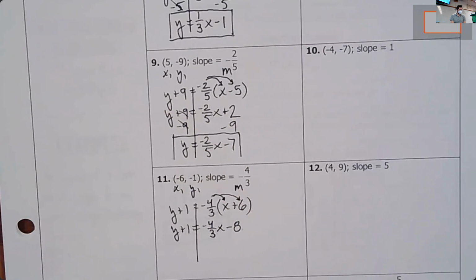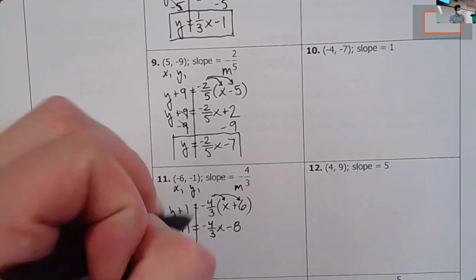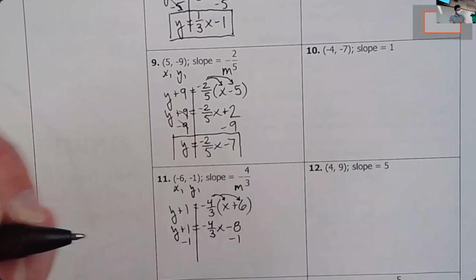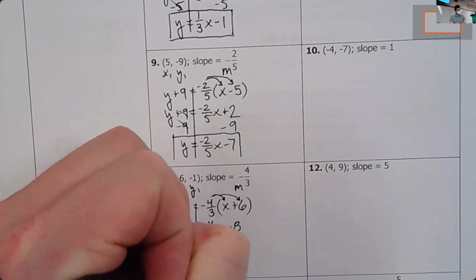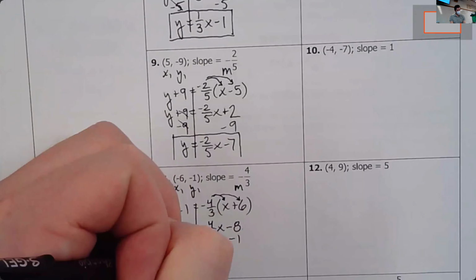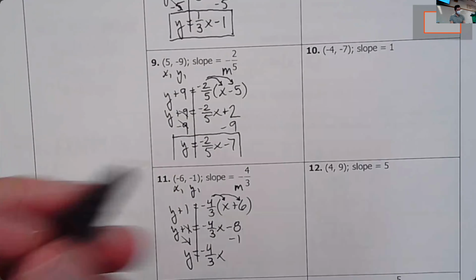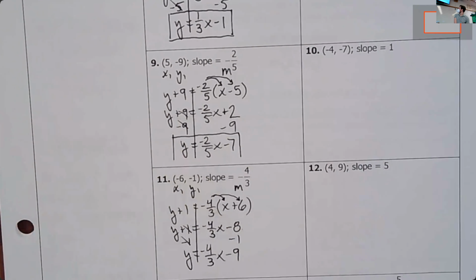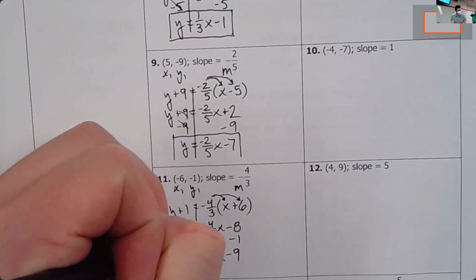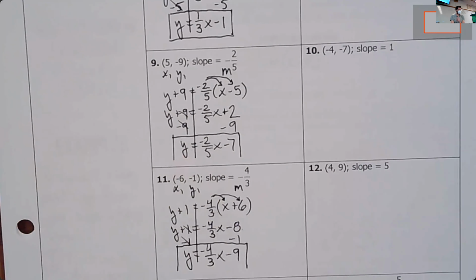Our second and final step here, get rid of the plus 1. So we have to subtract 1 from both sides of the equation, which gives us a slope-intercept form of y equals negative 4 over 3x. Negative 8 minus 1 is negative 9. So we get y equals negative 4 over 3x minus 9 for number 11.